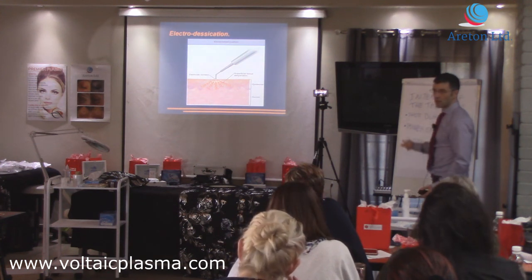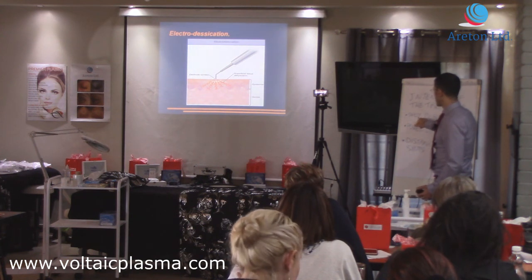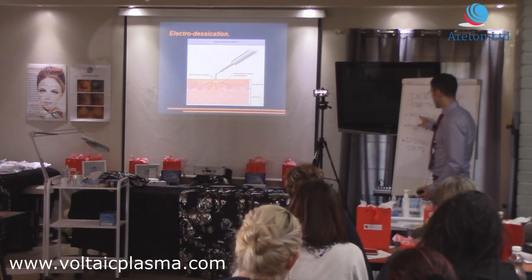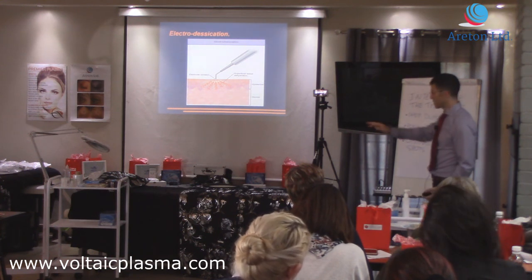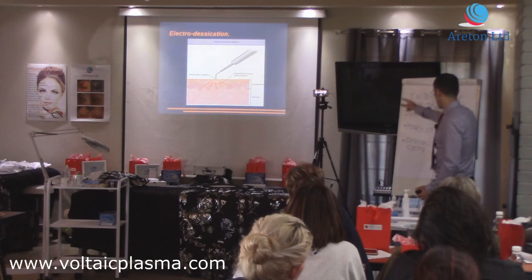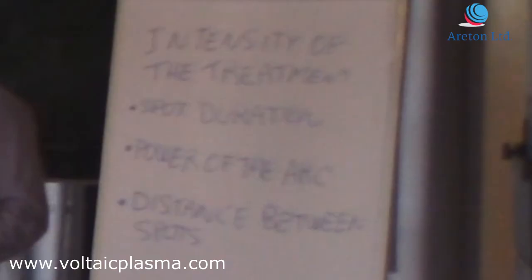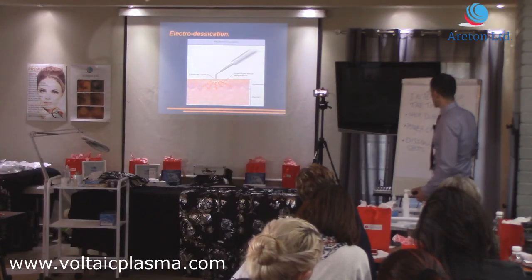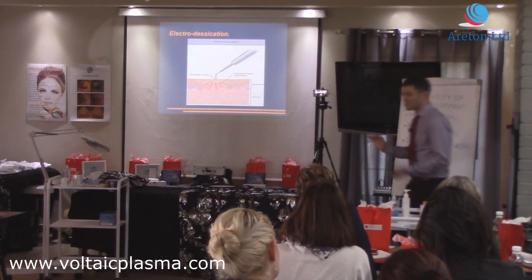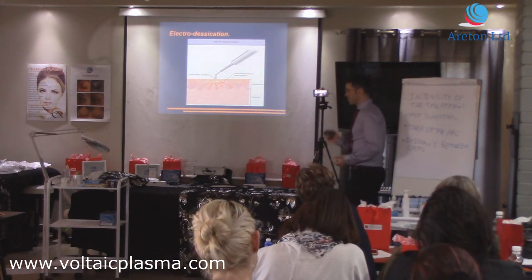At the beginning, when you're using our Beauty Tech, because we know the configuration of the Beauty Tech, use the 3 battery configuration, level 1. Everything is on the website, by the way, and all these PowerPoint presentations are on the website as well. So the spot duration in the region of 1/4 of a second or 1/2 of a second. Power of the arc, level 1 with 3 batteries. Distance between the spots in the region of 2 to 3 millimeters. This is extremely low intensity treatment, especially for eyelid tightening.